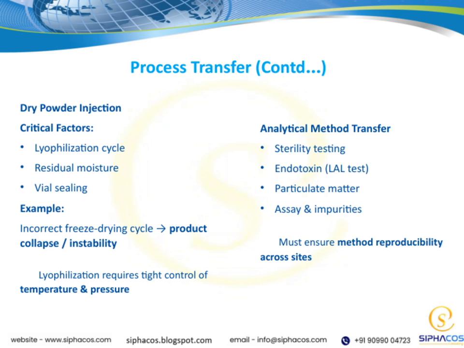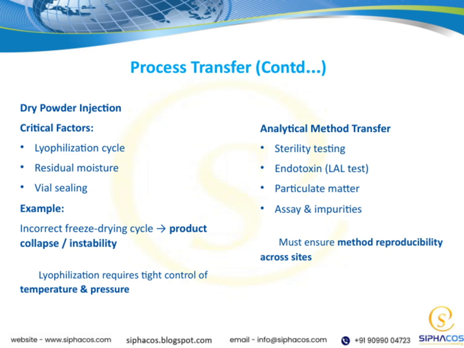We also need to assess particulate matter to guarantee the product's clarity and safety. And finally, perform assay and impurity tests to verify potency and purity. A critical point here is that we must ensure the method is reproducible across different sites. Consistency is key to maintaining quality throughout the entire process.